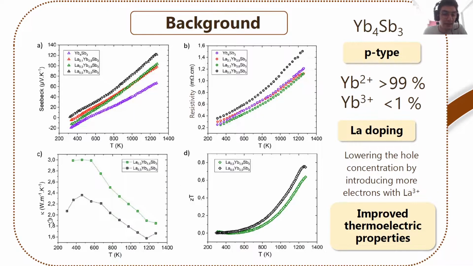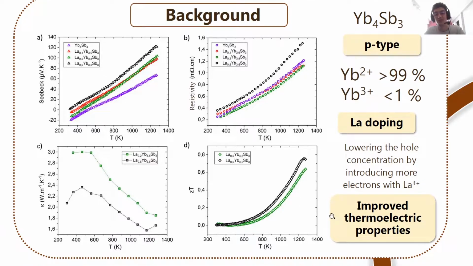Also, we can clearly see that the thermal conductivity is low enough to obtain a high figure of merit. As you can see here, we have a figure of merit that is above 0.7 at very high temperatures, above 1200 kelvins. So this is really interesting because this is a high-performance thermoelectric material in this temperature range.